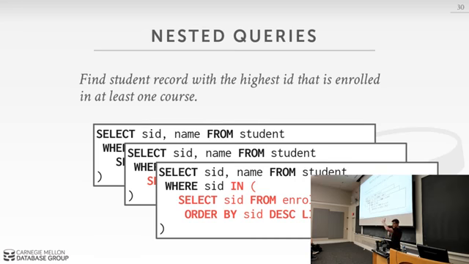Just scan everything, keep track of which one's the max, and then produce that as the final output. Don't even bother doing sorting. Right? Again, same query rewritten in different ways.